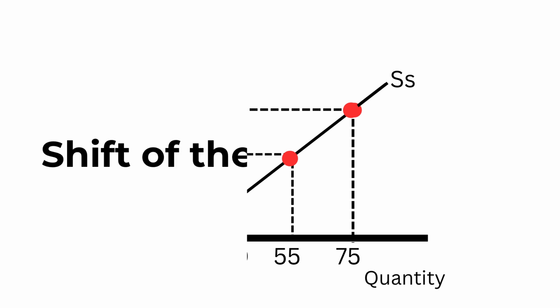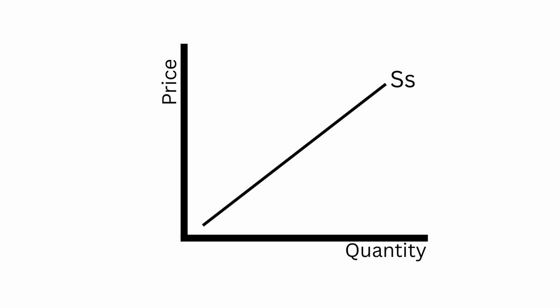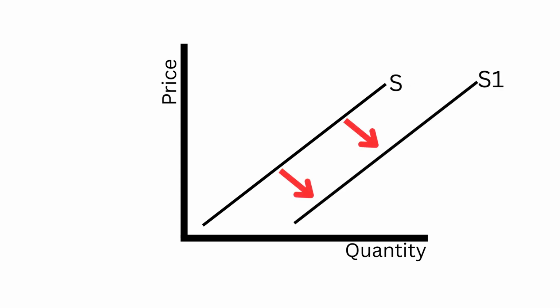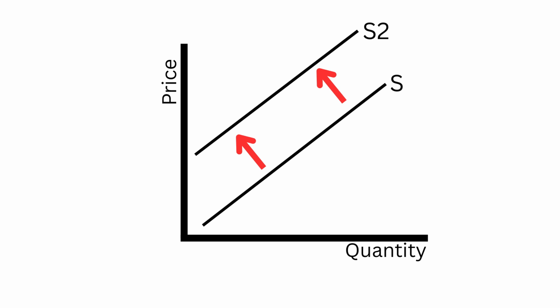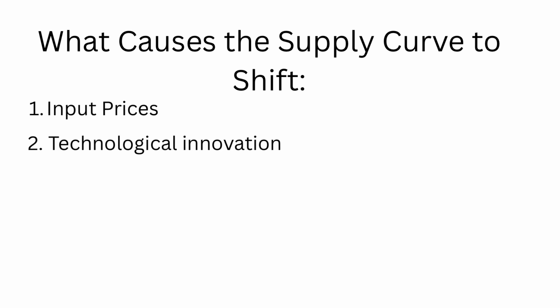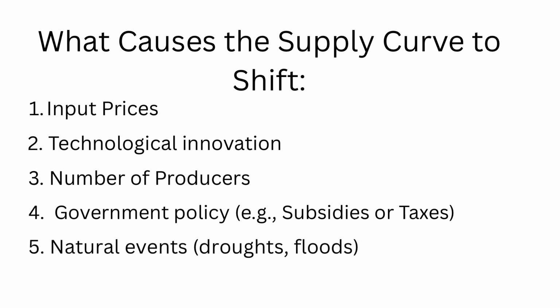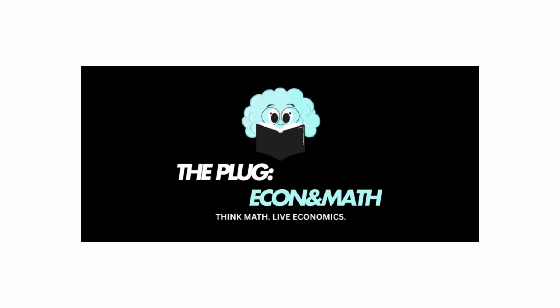And secondly, when we look at the shift of the supply curve, this means that the entire curve moves either to the right, which is an increase in supply, or to the left, which is a decrease in supply. Well, this happens because of factors other than price, such as changes in input prices, technological innovation which makes production more efficient, number of producers, government policies such as subsidies or taxes, natural events such as droughts or floods, and expectations. Now that wraps up our deep dive into supply.